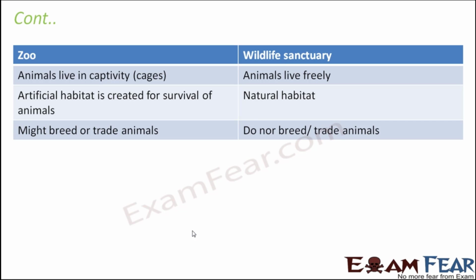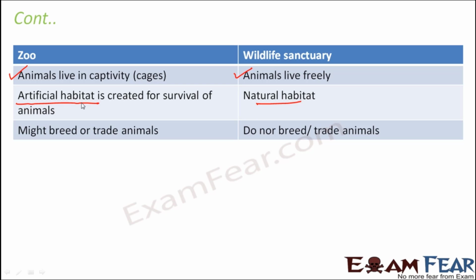Zoo and wildlife sanctuary. So if you talk about zoo, here ex situ conservation technique is followed. That is, animals are not in their natural habitat. So they live in captivity inside cages. But in wildlife sanctuary, they live freely in their natural habitat. So this is natural habitat, but this is not natural habitat. It is an artificially created habitat.